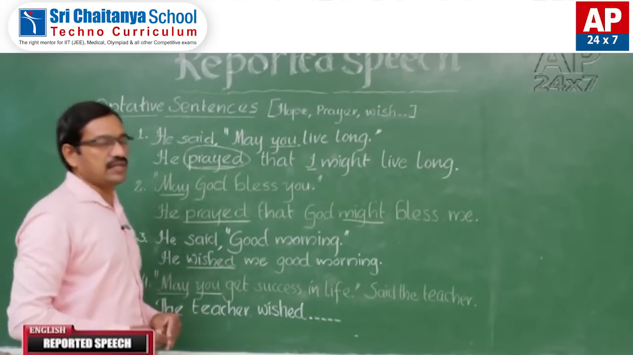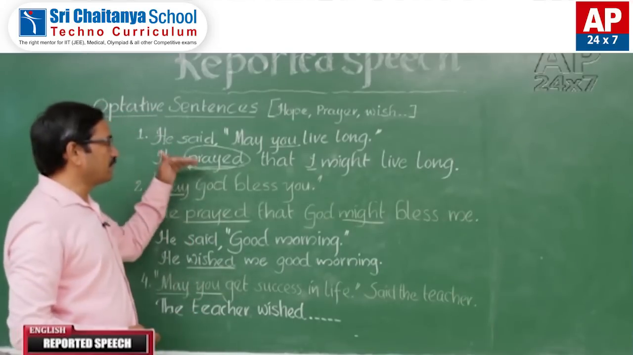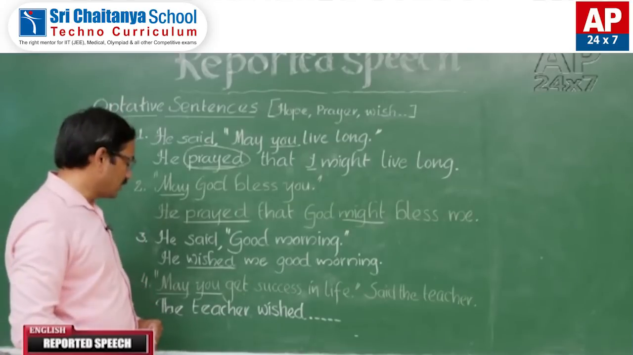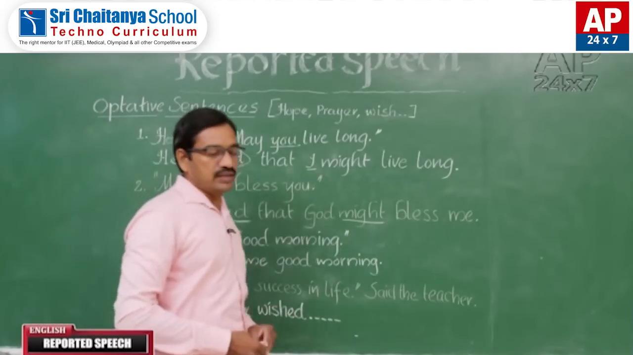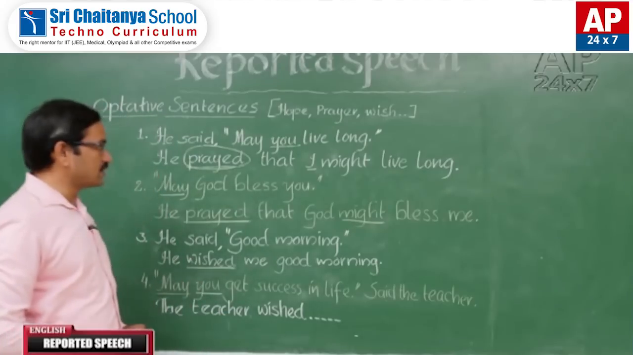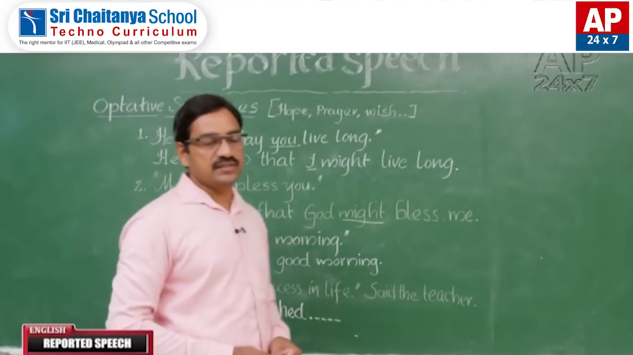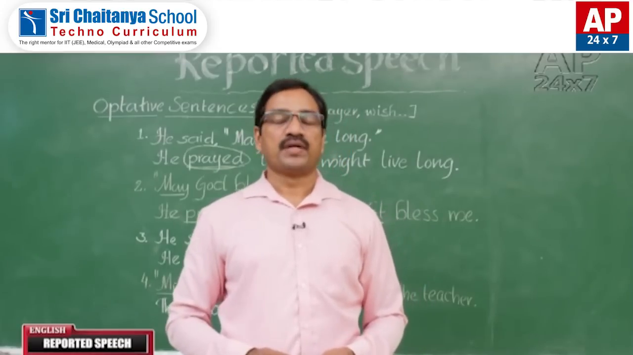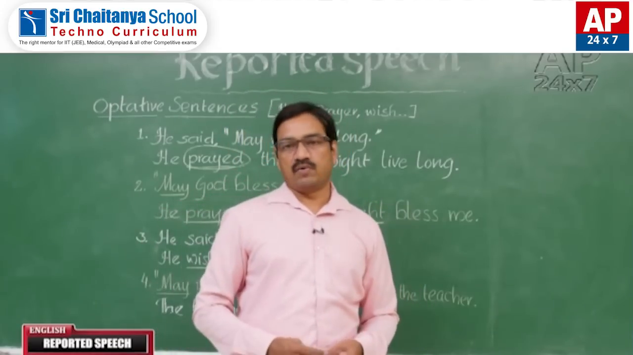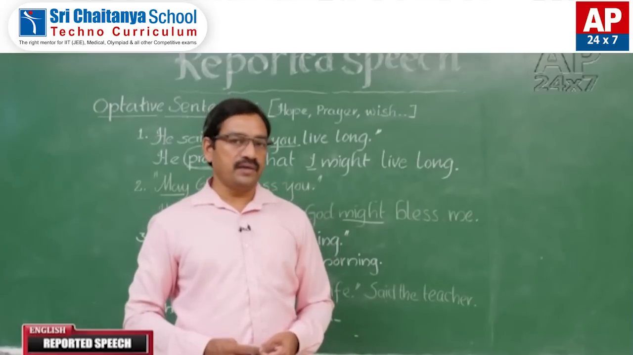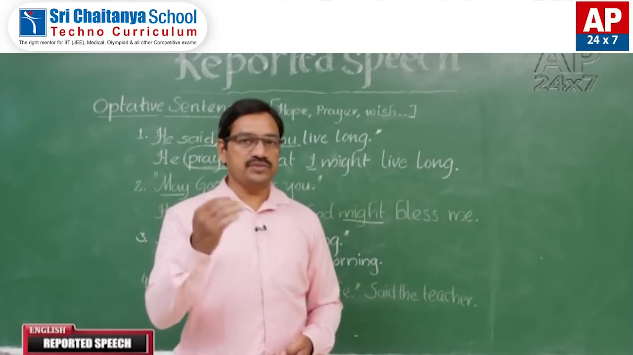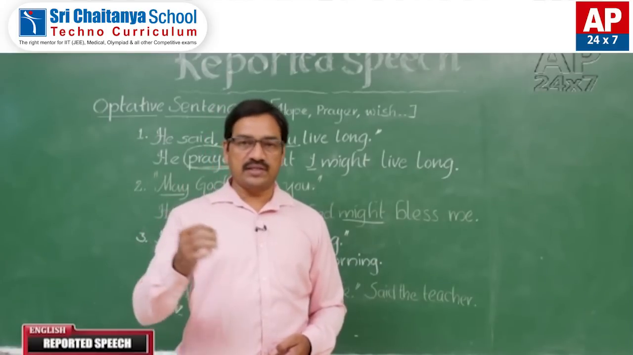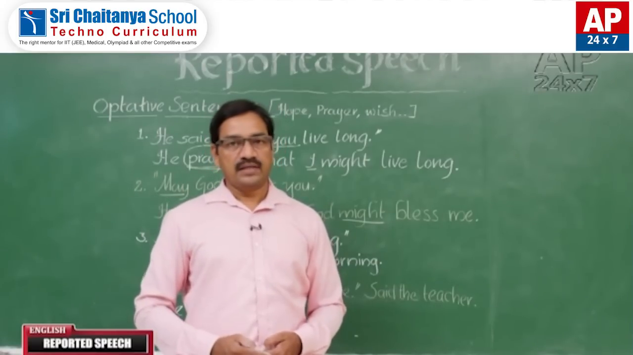So, for optative sentences we have a different form. Instead of said or told, we are going to use prayed or wished or blessed or greeted. These words are going to change. So, till now we have been discussing the changing of direct into indirect speech for the declarative form. In the next session we will discuss interrogative and imperative forms: how do we change interrogative sentences into indirect speech, and how do we change imperative sentences into indirect speech. We will come to that in the next session.